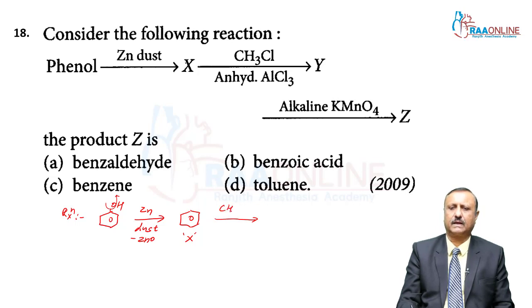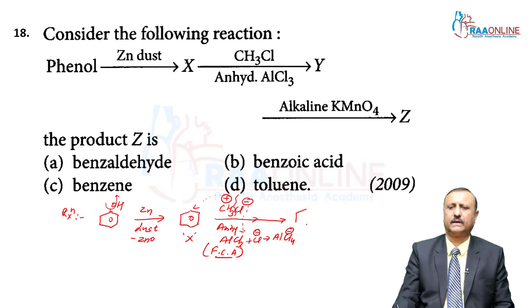CH3Cl, means alkyl halide, in the presence of anhydrous AlCl3. You can see this is the Friedel-Crafts alkylation reaction, FCA. My dear students, Friedel-Crafts alkylation. Here, in Friedel-Crafts alkylation, a carbocation is always attached to the benzene. So this carbocation attaches to this benzene, and the negative part goes to the AlCl3 and forms AlCl4. In this way, this AlCl3 reacts with Cl minus ions to form AlCl4 minus ions, and you can get toluene.